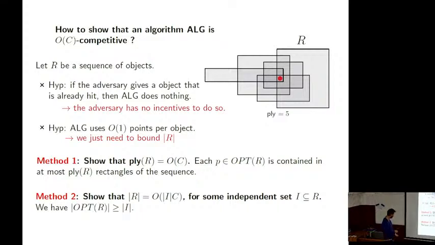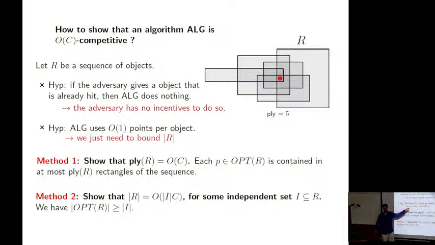A second method is to show that the length of the sequence is bounded. One thing I didn't say is that this hypothesis implies that we just need to bound the length of the sequence.